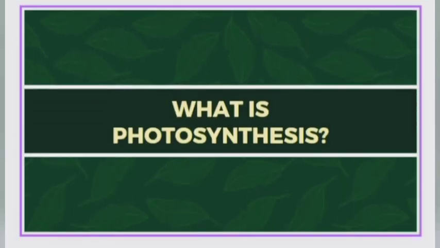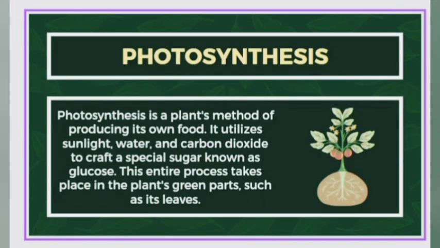What is photosynthesis? Photosynthesis is a plant's method of producing its own food. It utilizes sunlight, water, and carbon dioxide to craft a special sugar known as glucose. This entire process takes place in the plant's green parts, such as its leaves.